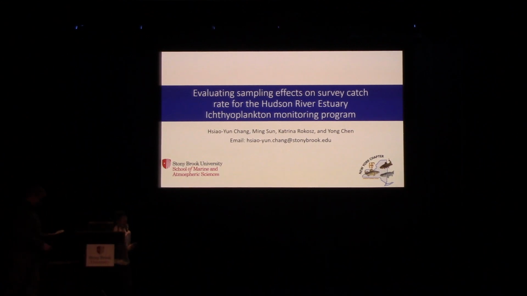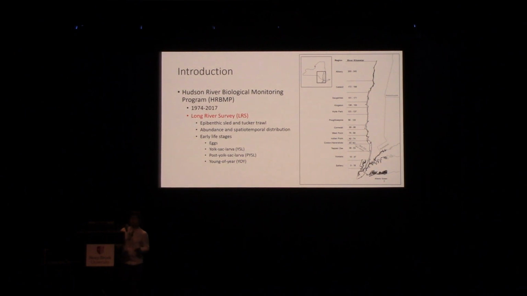I'll be presenting our work on evaluating sampling effects on catch rates for the Longer survey. Back in the 1970s, the Hudson River Biological Monitoring Program was developed to address people's concern about the potential impact of impingement and entrainment on fishes in the Hudson River. And the Longer survey was one of the surveys developed for monitoring abundance and spatial temporal distributions of fishes.